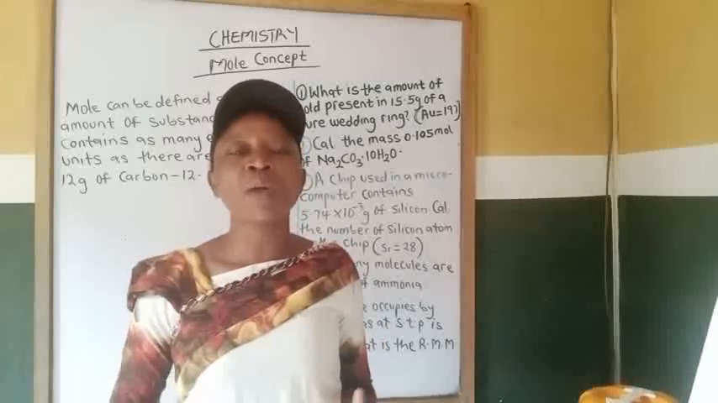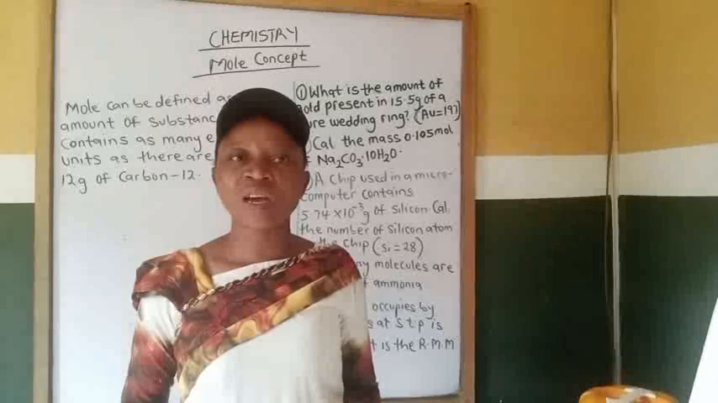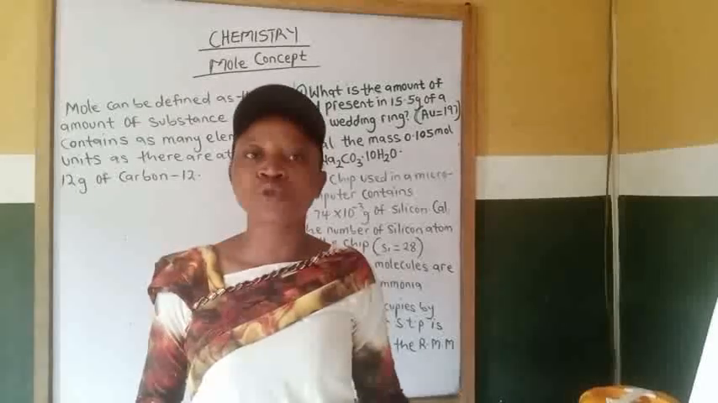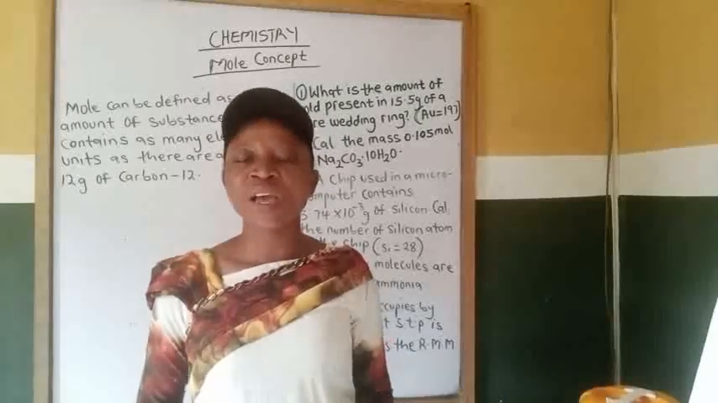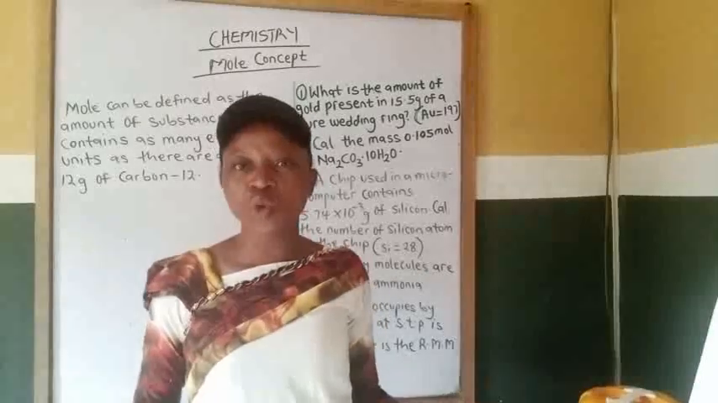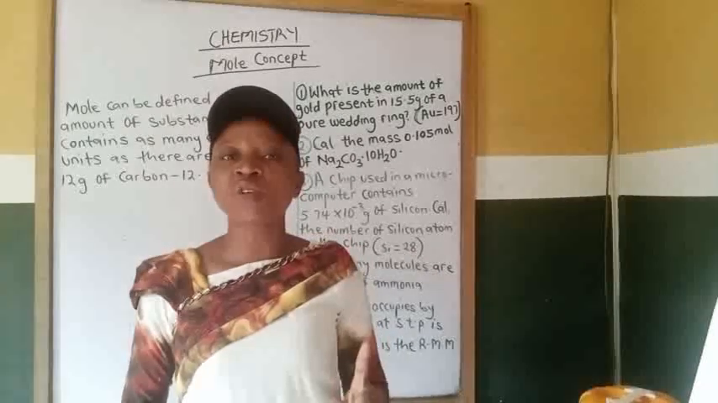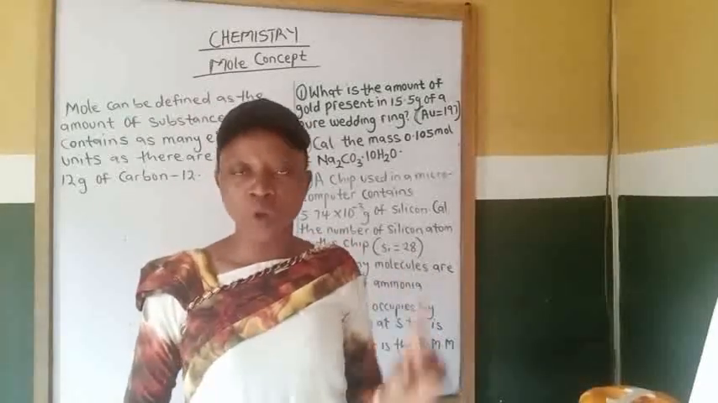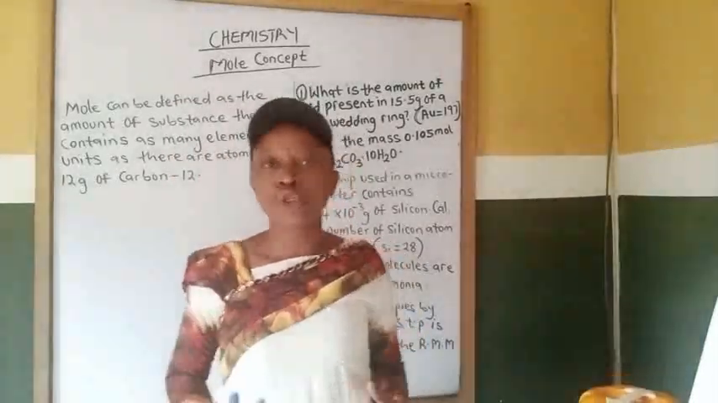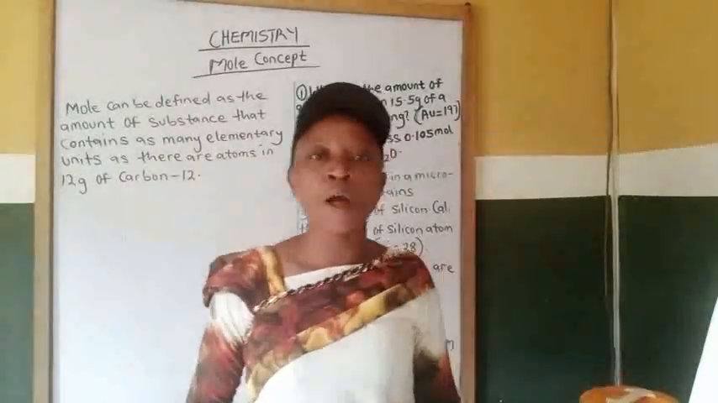I can also define mole as a collection of units. For example, if I say a pair of socks, that means 2 pieces of socks. Then if I say a dozen of socks, that is 12 pieces of socks. So there is a specific amount. The collection of 12 pieces of socks is called a dozen of socks. So mole is talking about a collection of units, which is similar to other familiar units.